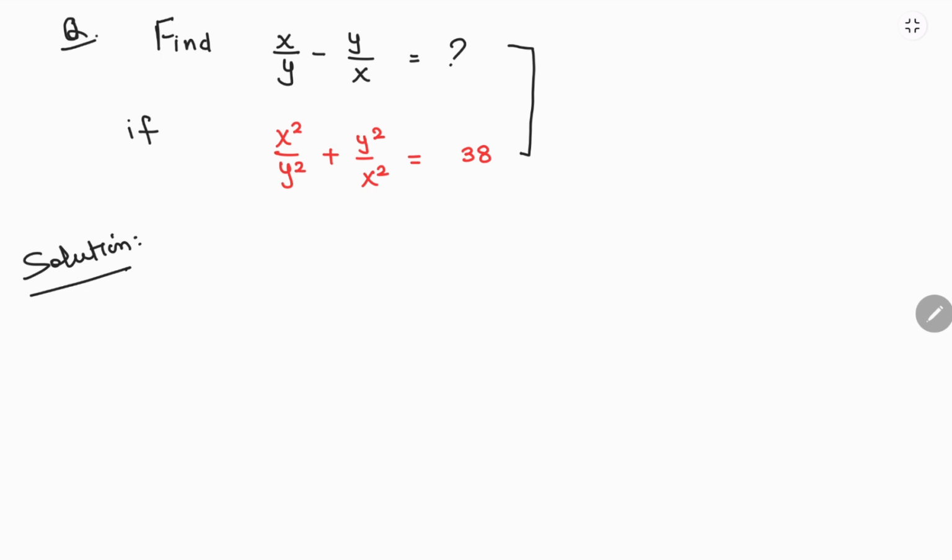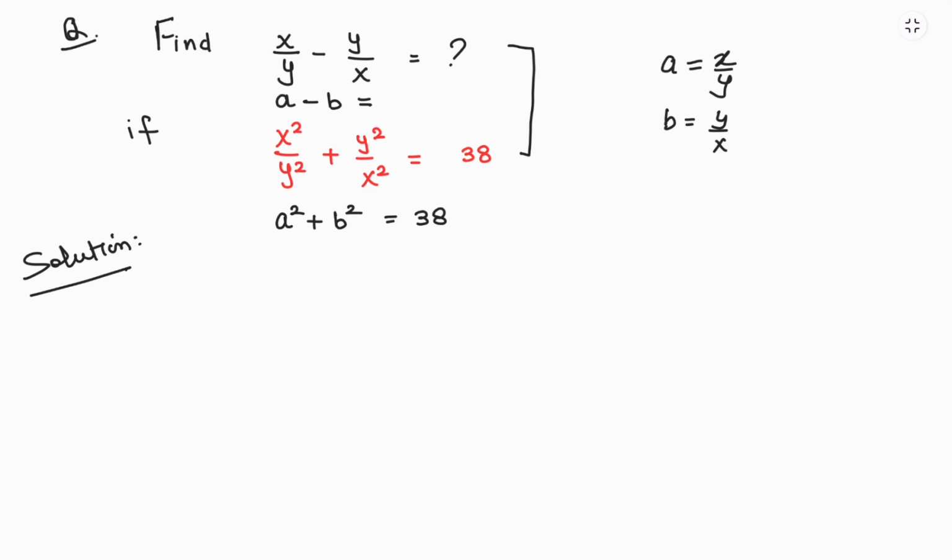So if you see x by y, and here we have x square by y square, right? If I say a is x by y, then that means here you have a square. And if I say b is y by x, then here you have b square, right? So this is a minus b you need to find, and you are given a square plus b square is 38. Can I write it this way? Yes, of course, right?